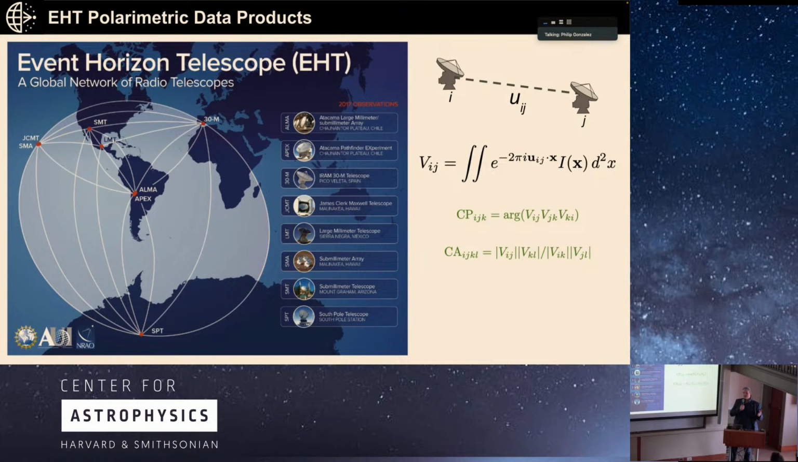And because of this, for the past half century, radio astronomers have developed a number of data products or aggregate data quantities, things like closure phases and closure amplitudes. Closure phases are especially interesting in the annals of interferometry because they are an indicator of asymmetric source structure. They are 0 for point symmetric sources.